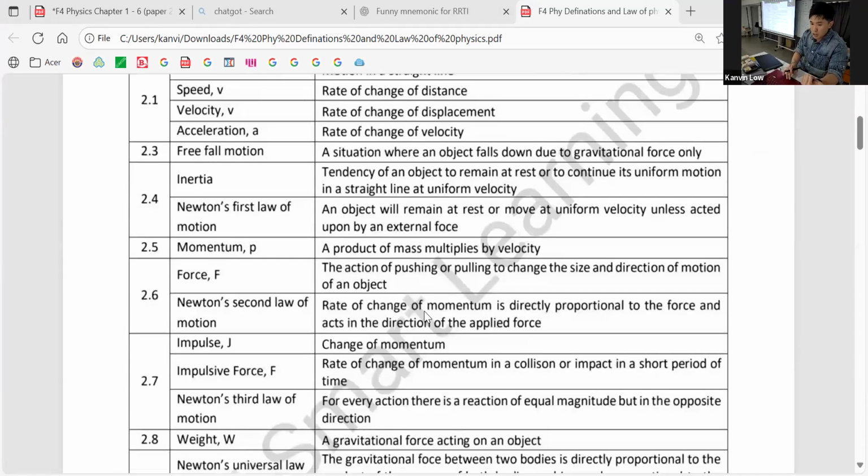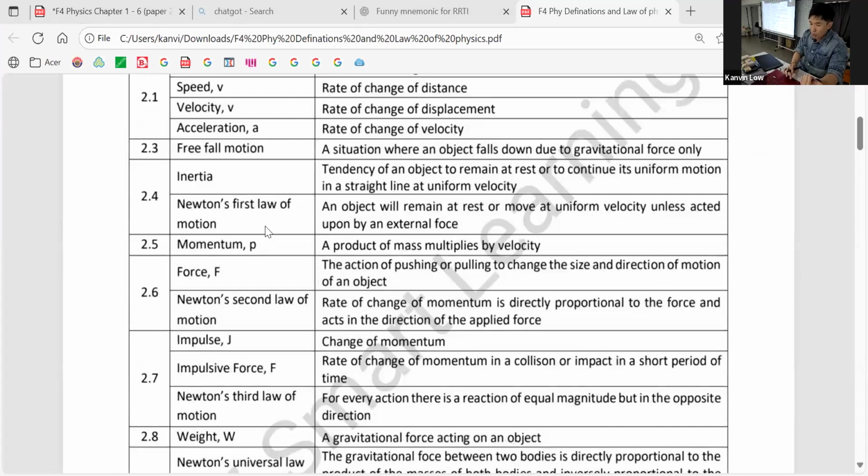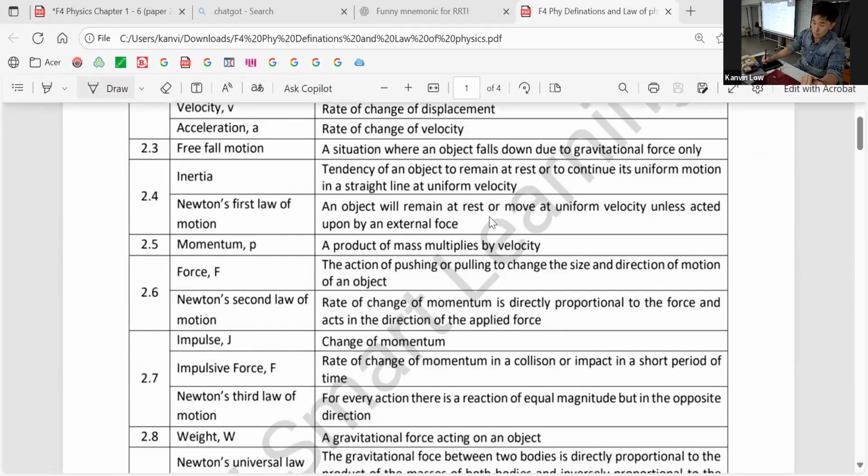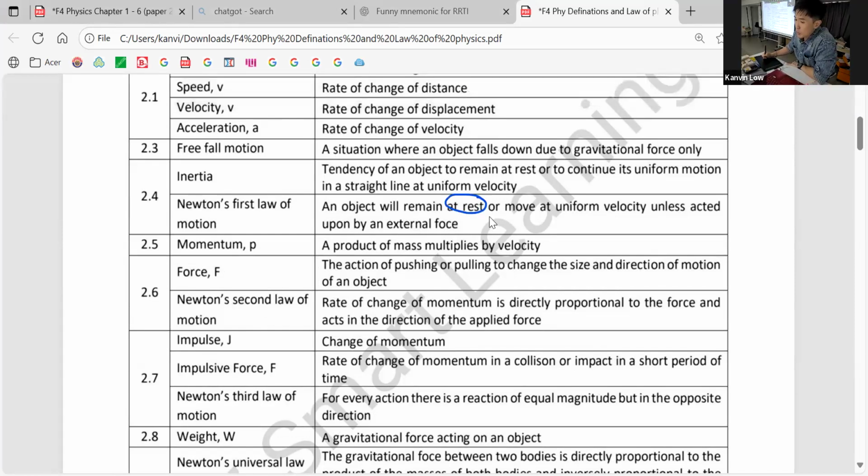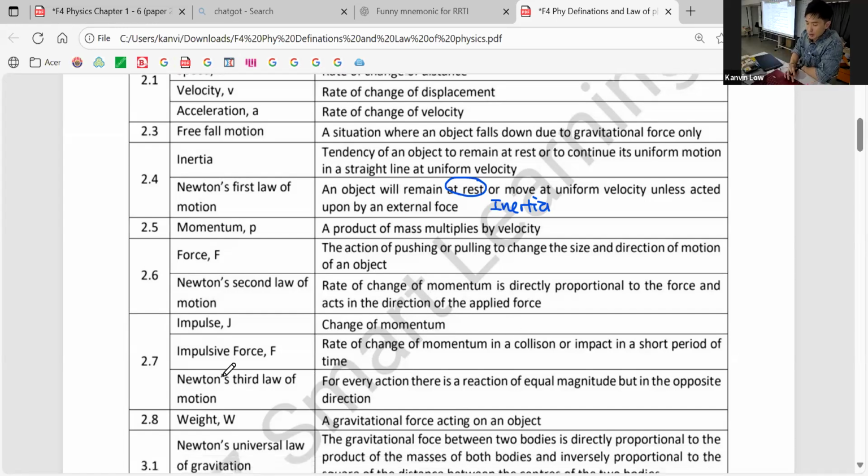Free fall, inertia, Newton's first law. You see, students, what is Newton's first law? An object will remain at rest. When you see the words at rest, what is this? Inertia. Okay, next one. Newton's second law: the rate of change of momentum is directly proportional to the force and acts in the direction of the force. And the third law: every action has a reaction of equal magnitude. So these are Newton's second and third laws.